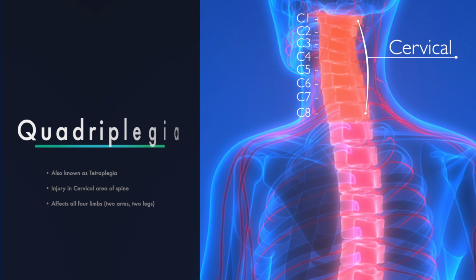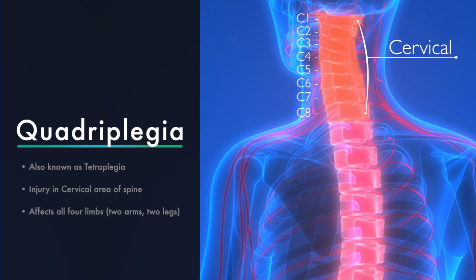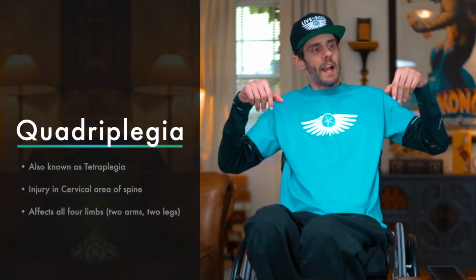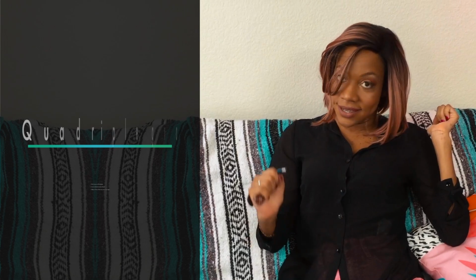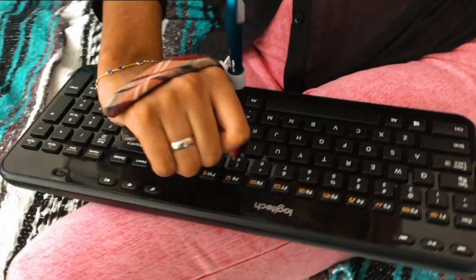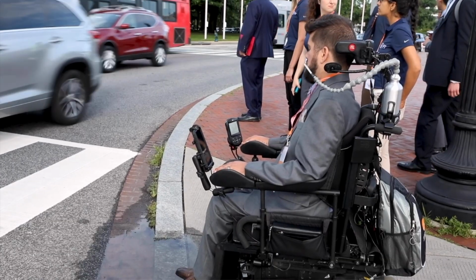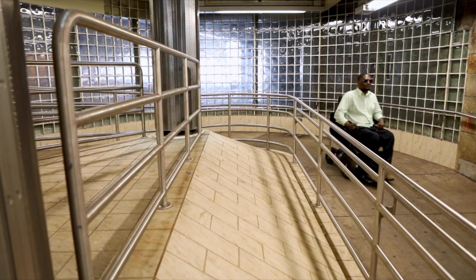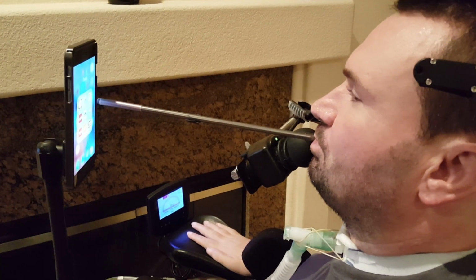Quadriplegia or tetraplegia: a spinal cord injury in the cervical area of the spine. This is for people who have all 4 limbs affected, even if there is still some mobility in any of the limbs. A person with quadriplegia or tetraplegia may also be referred to as a quadriplegic or tetraplegic. With this information, you should now be able to understand a spinal cord injury diagnosis.